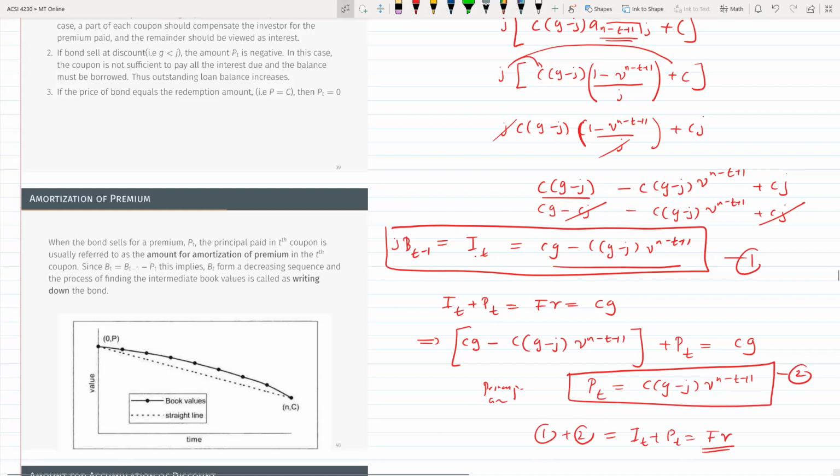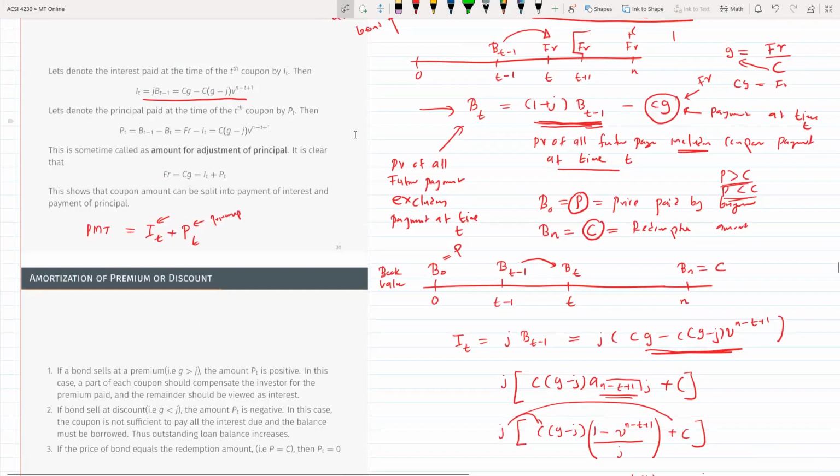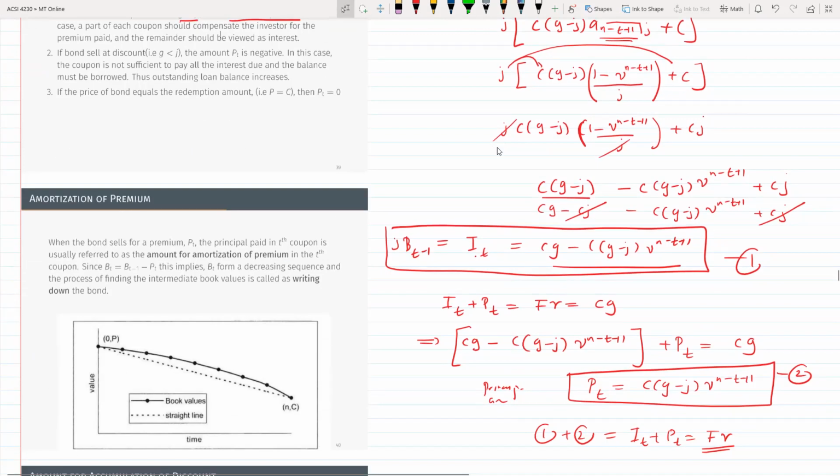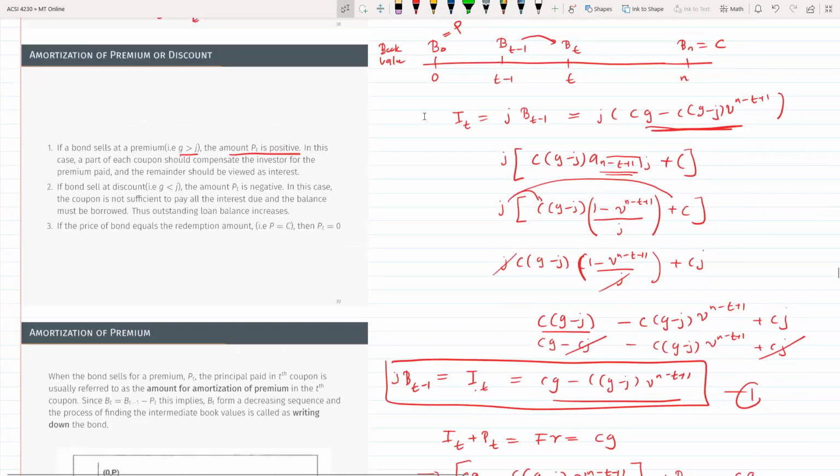Okay, so that's what you see in here. These two forms show that the coupon amount can be split into payment of interest and payment of principal. If the bond sells at a premium, that means G is more than J, so the amount PT is positive.